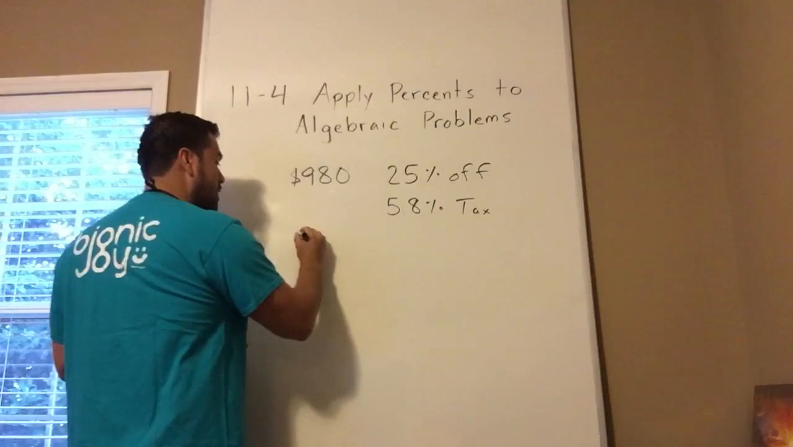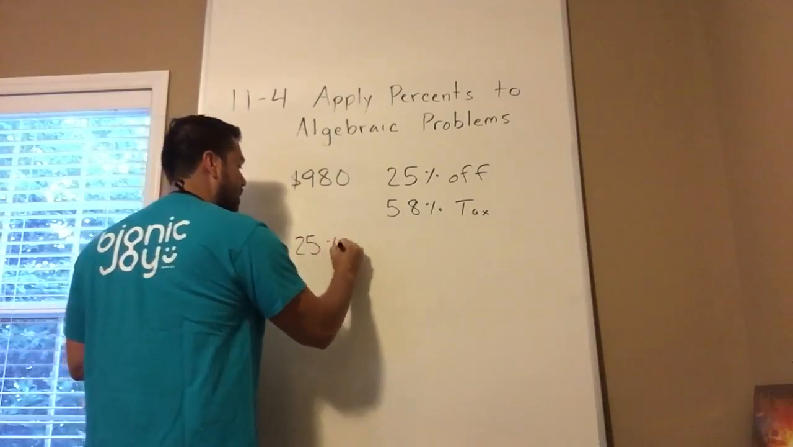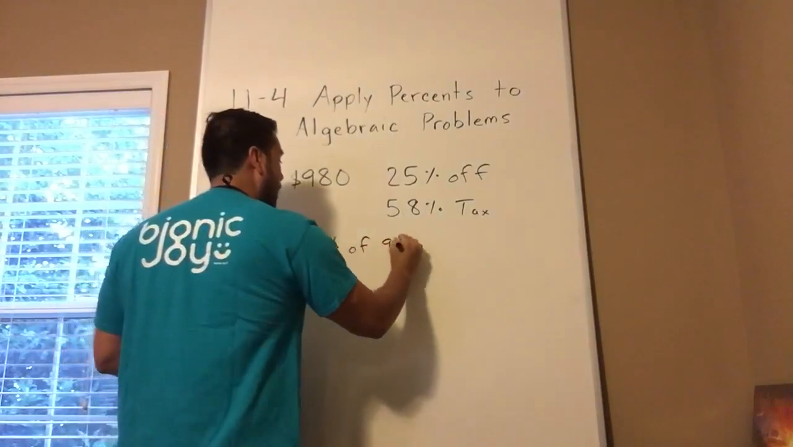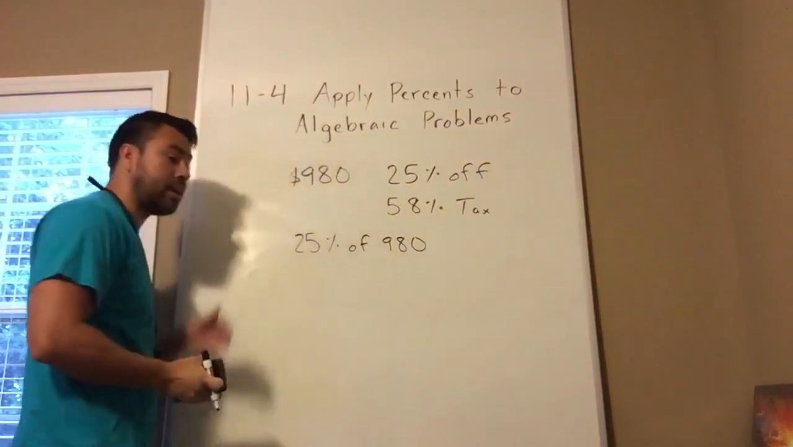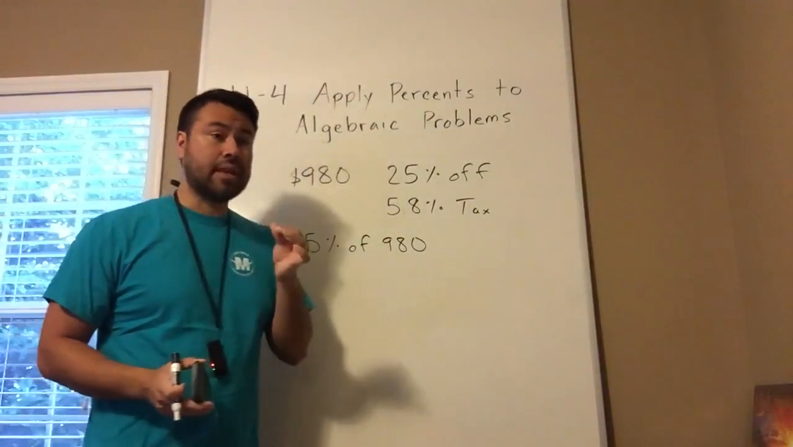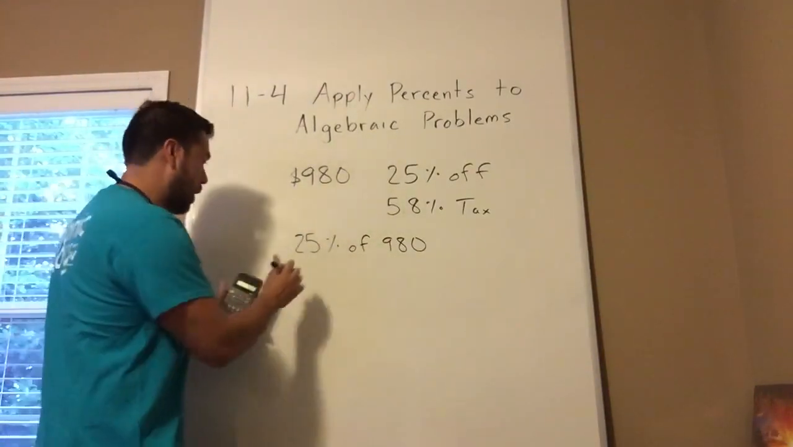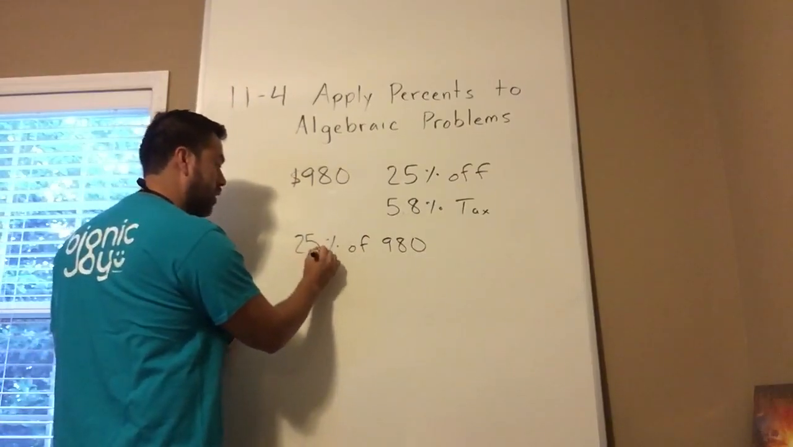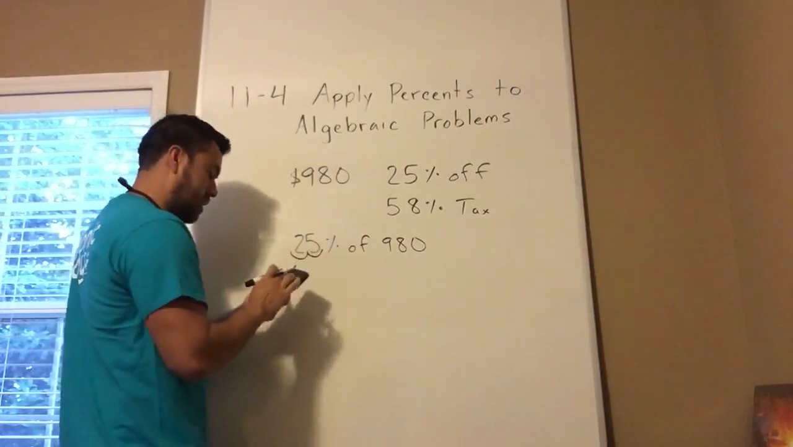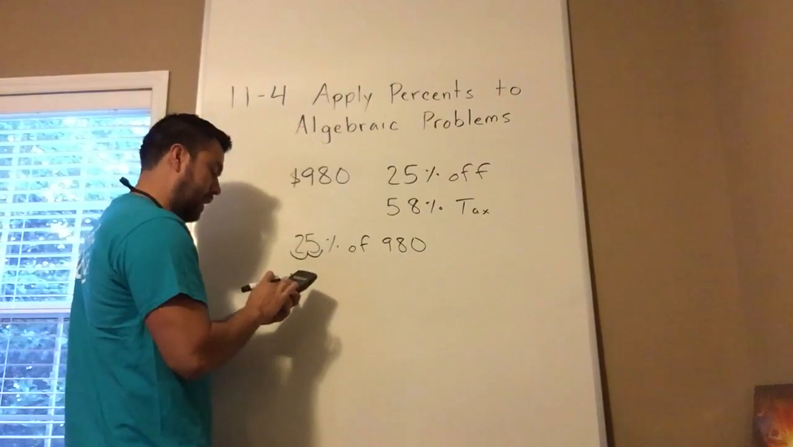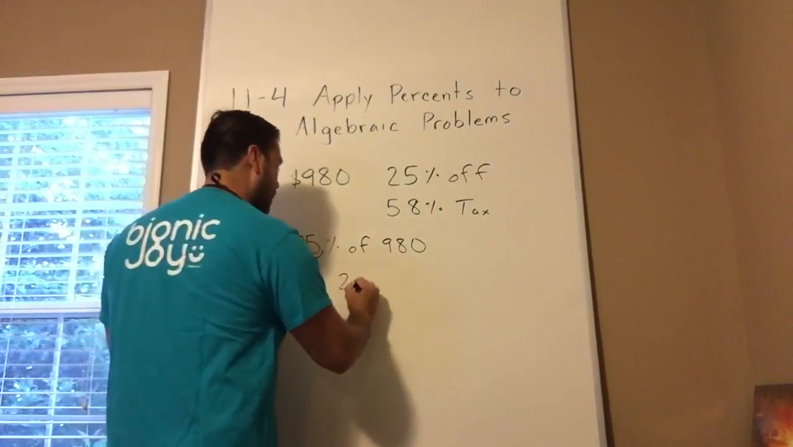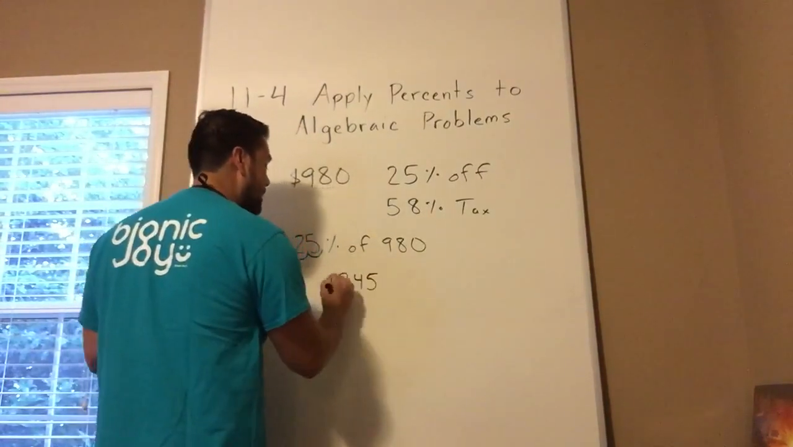I'm going to find out what is 25% of 980. So first I want to find out how much the discount is worth. So I'm going to move that decimal, which is right here on a whole number, twice to the left. 0.25 times 980. So $245 that he saved.